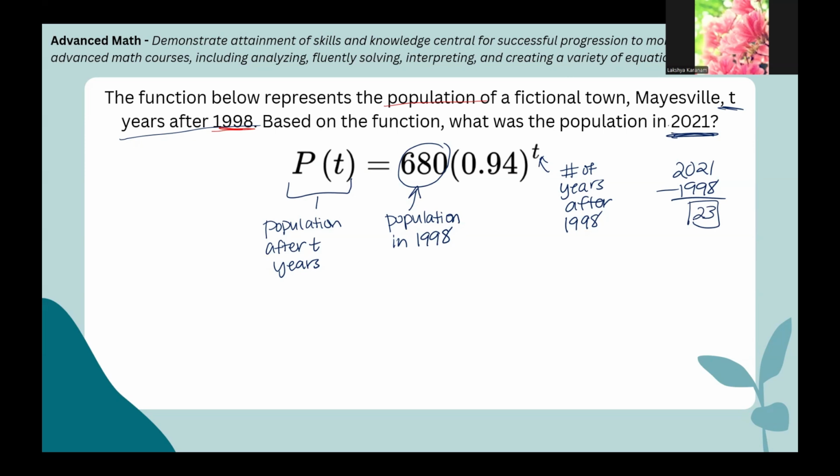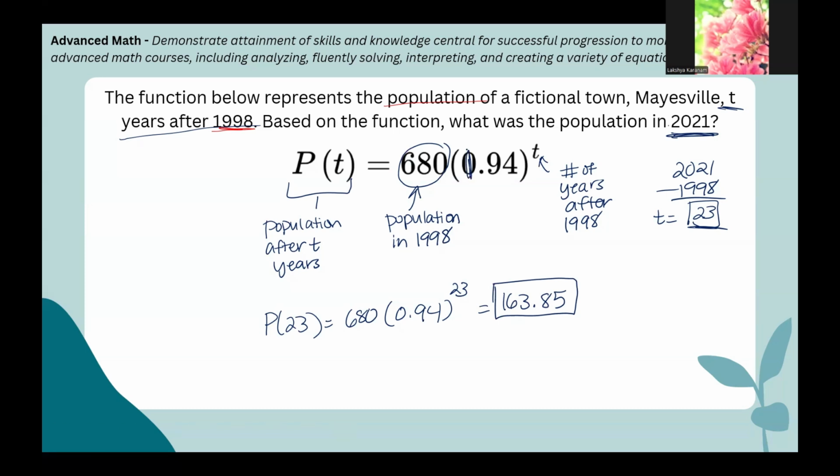Okay, so 23. This is telling you that it's been 23 years since 1998. So T is 23. That is the only information you need now. Now you know that you want to find the population 23 years after 1998. So you're just going to plug that in here. This expression is going to go straight into your calculator. So when I do that, I get 163.85. Okay, so this is the population.